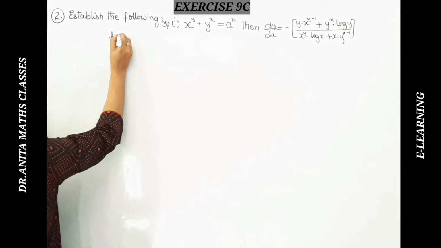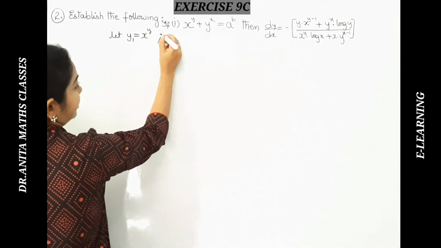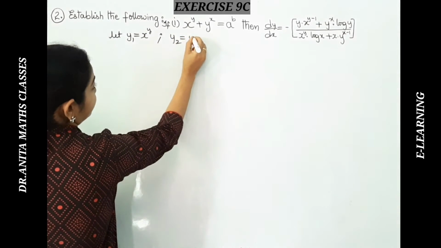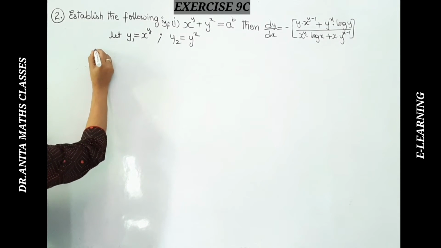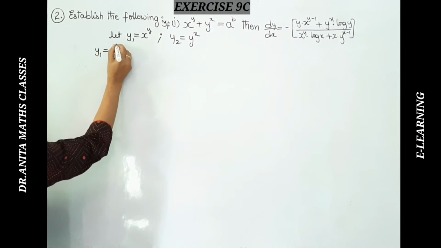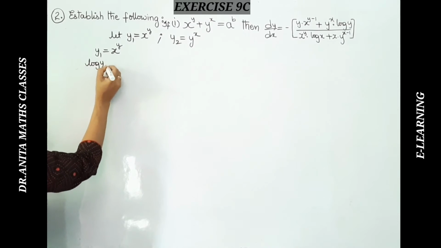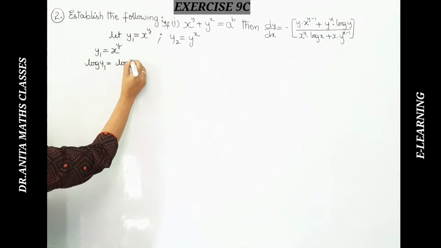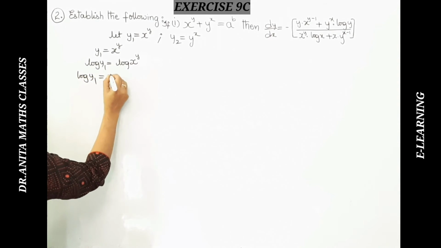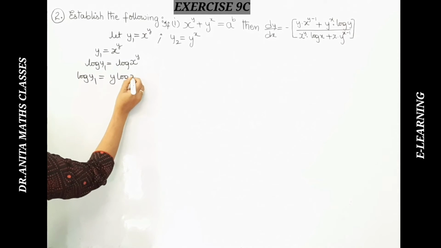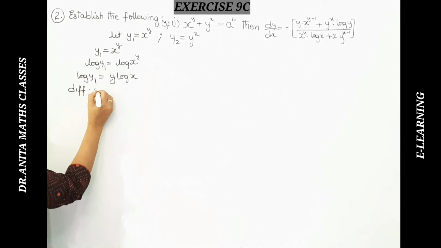So let y1 equal x raised to the power of y, and y2 equal y raised to the power of x. So y1 equals x raised to the power of y. Now we will apply log here. Log of y1 equals log of x raised to the power of y. So that comes to log of y1 equals y log of x. Now we will differentiate with respect to x.